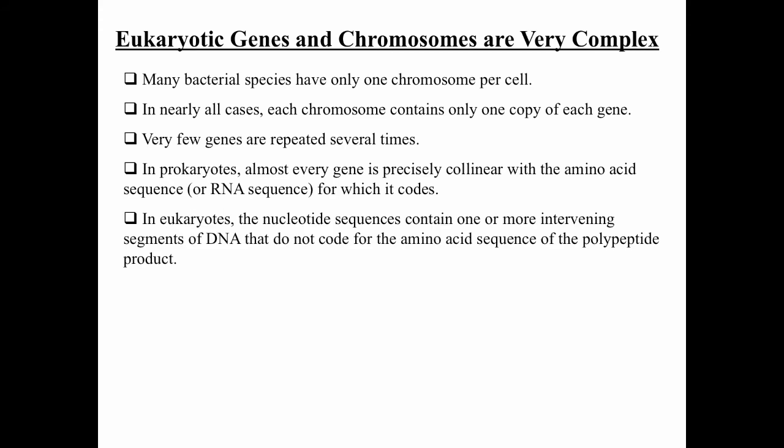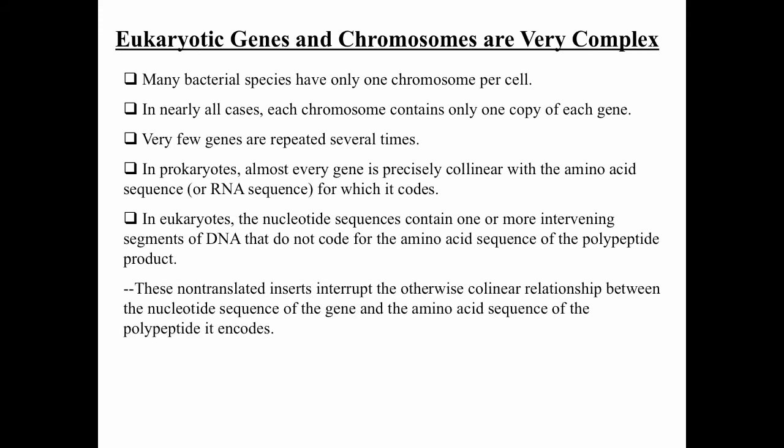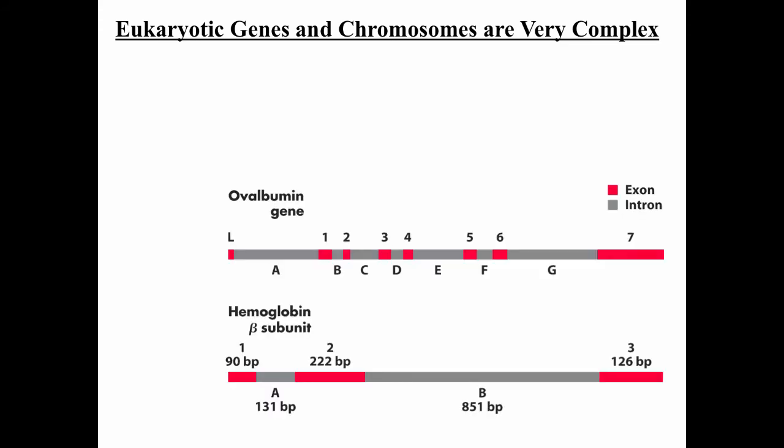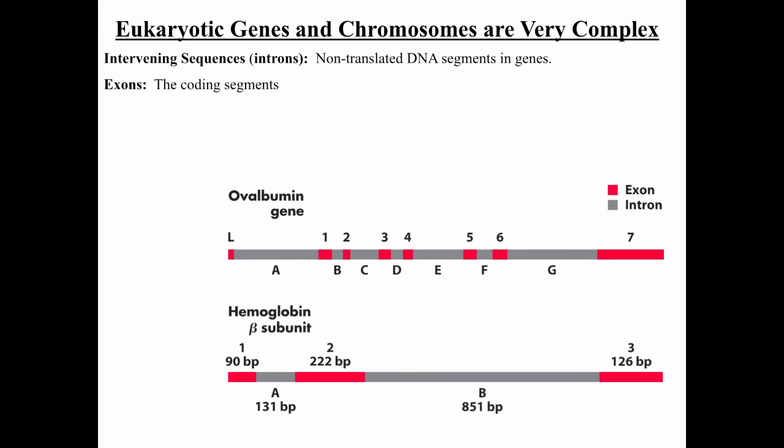In eukaryotes, some of the nucleotide sequence is collinear, and that's the coding sequence, which are the exons, and that's broken up or interrupted by DNA that does not encode for amino acid sequence. Those are the introns. So eukaryotic genes and chromosomes are very complex. The intervening sequences are introns. Those are the DNA segments within genes that are not translated. And exons are the coding segments, the parts of the gene that will be coded into protein.